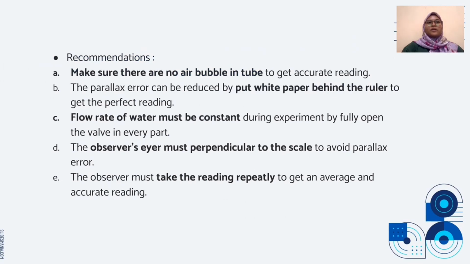For the recommendations, make sure there are no air bubbles in the tube to get an accurate reading. Second, the parallax error can be reduced by putting white paper behind the ruler to get a perfect reading. Third, the flow rate of water must be constant during the experiment by fully opening the valve in every pipe. And then the observer's eyes must be perpendicular to the scale to avoid parallax error. And the last one, the observer must take the reading repeatedly to get an average and accurate reading.